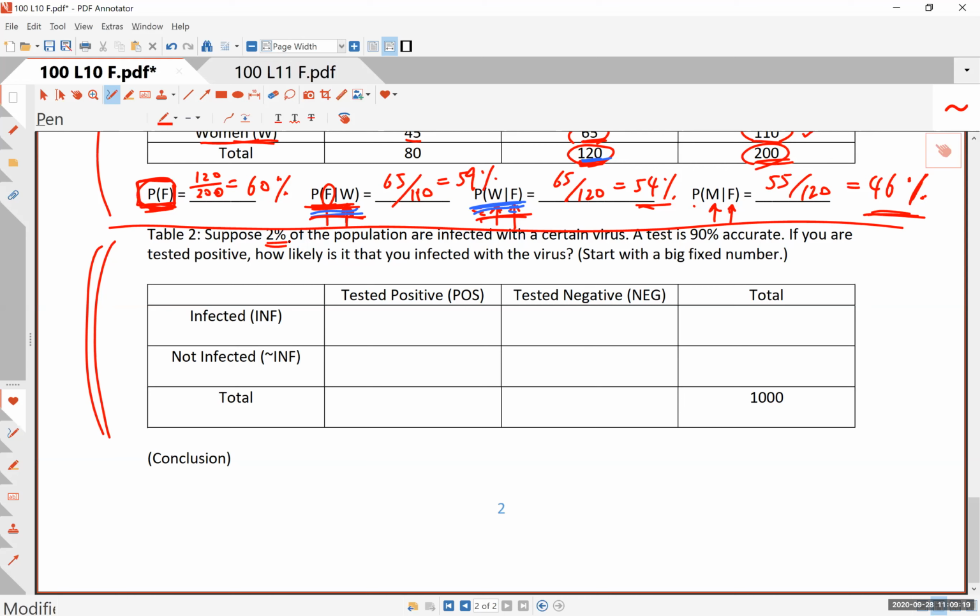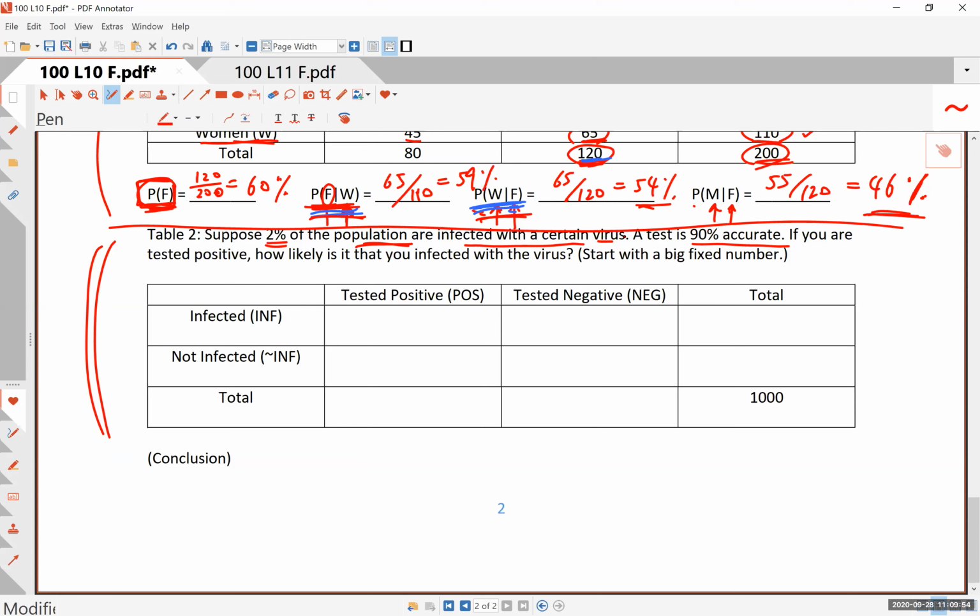All right, so here's table 2. Suppose 2% of the population are infected with a certain virus. 2%, not a very common virus. It's possibly a rare disease. Only 2% of the population are infected with a virus. By the way, no test is 100% accurate. So this particular test is said to be 90% accurate, which means that 90% of those who actually have the virus will have the positive result, but 10% will not. The 10% of the people who carry the virus will have the negative result.